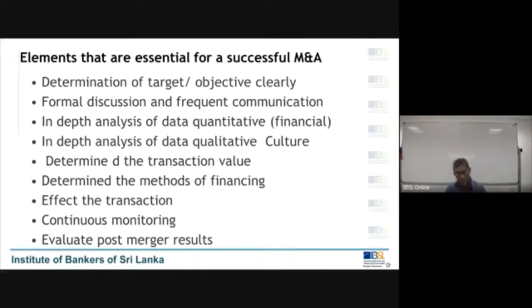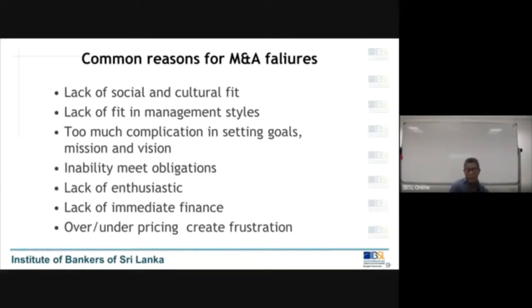But still, there may be some failures in mergers and acquisitions, right? Even though we are analyzing the determinants and taking care of the elements, still mergers and acquisitions fail. So what are the reasons? What are the common reasons?